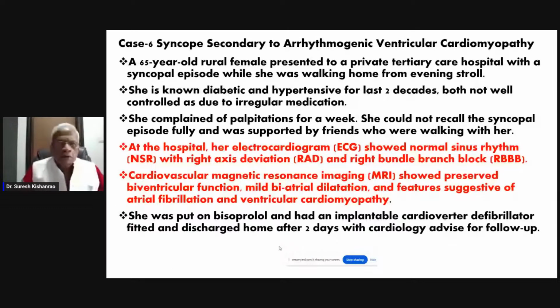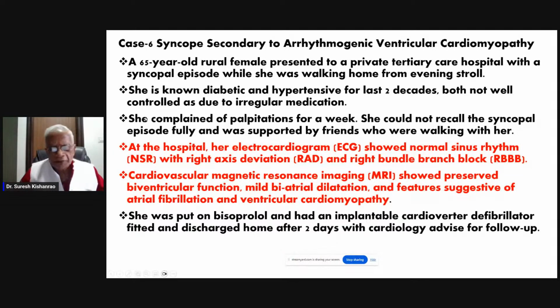The next case is a syncope secondary to arrhythmogenic ventricular cardiomyopathy. This is a 60-year-old rural lady who presented to a tertiary private care hospital with syncope when she was walking along with her friends in the evening stroll. She was a known diabetic and hypertensive for the last 2 decades. Both were not well controlled due to irregular medication.